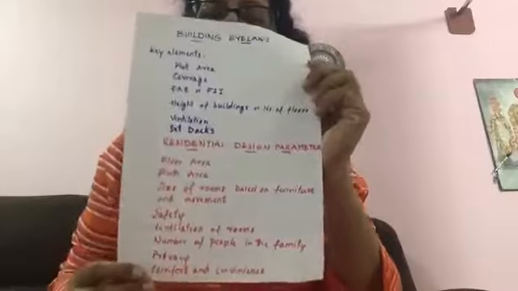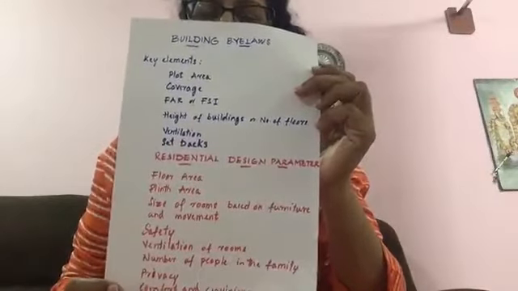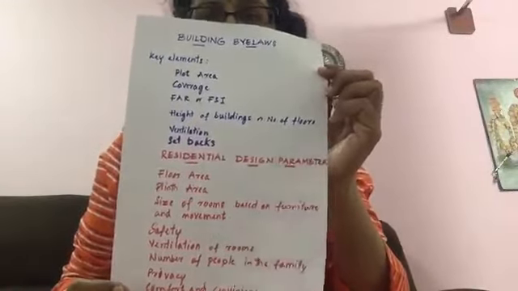This is a session to repeat about the bylaws and the residential design parameters that most of you have missed in the class. So I will show you what are the most important aspects in the design of residential buildings. Now, this is a list of most important aspects in building bylaws and residential design parameters.